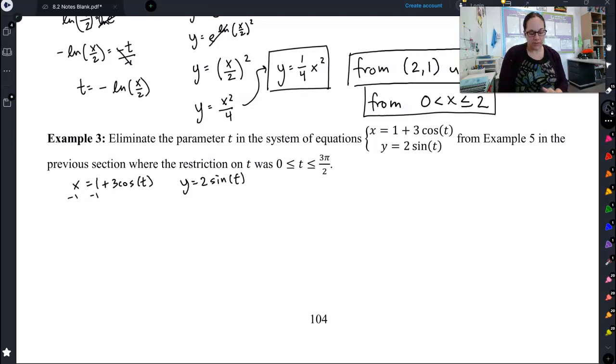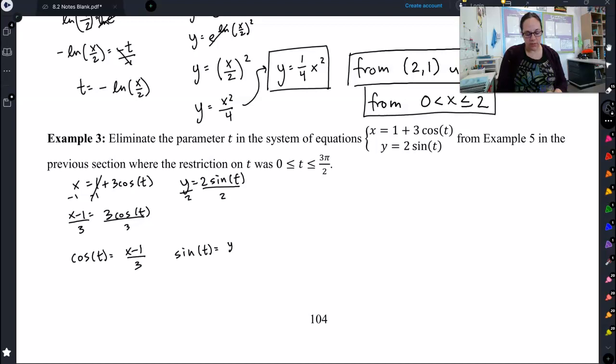So what I mean is, for this first one, I'm going to subtract 1, then divide by 3 to solve for cosine. And in the second one, I'm just going to divide both sides by 2 to solve for sine. So anytime you're dealing with equations that have sines and cosines, this is what you're going to do. Get the sine and the cosine by itself.